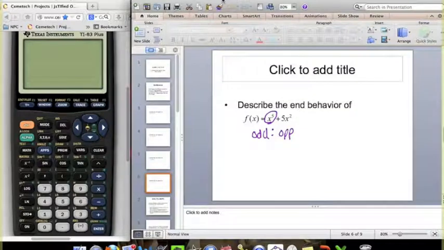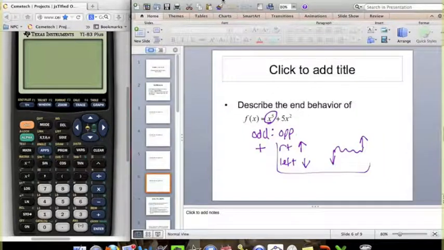And our leading coefficient is positive, which tells us that the right goes up. And if they're going in opposites, then that means the left is going down. So you can draw a picture or you can use your words. Either way is an okay way to give your answer.